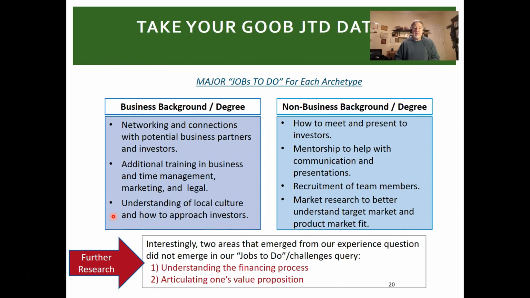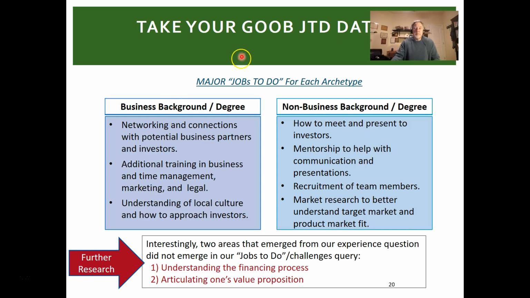What I want you to think about is, and I took this slide from a project I did at UC Berkeley with a team. It was actually an international team. I had someone from China, someone from Taiwan, and somebody from Chile, where we looked at the needs of immigrant entrepreneurs, and we segmented the data based on 2 archetypes: business background versus non-business background, and the jobs to do.